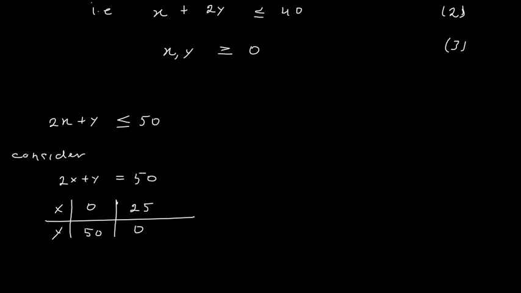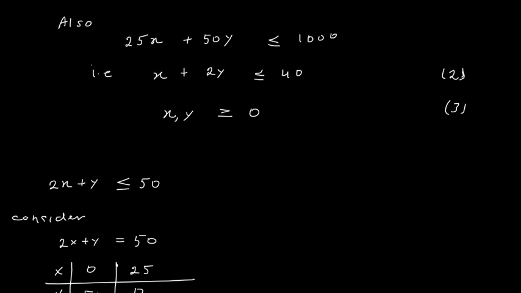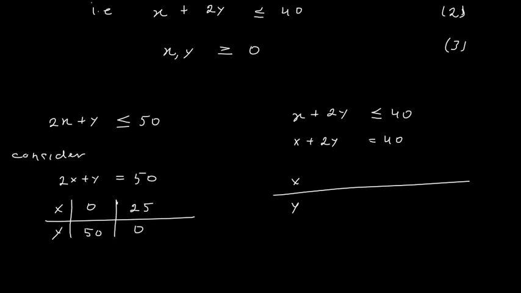Similarly I have one more inequation, x plus 2y less than or equal to 40. Now 2x plus y is less than or equal to 50, that means the origin side is the required region. So the second inequation is x plus 2y less than or equal to 40. Here we consider x plus 2y equals 40. When I take x as 0 I get y as 20. When I take y as 0 I get x as 40.